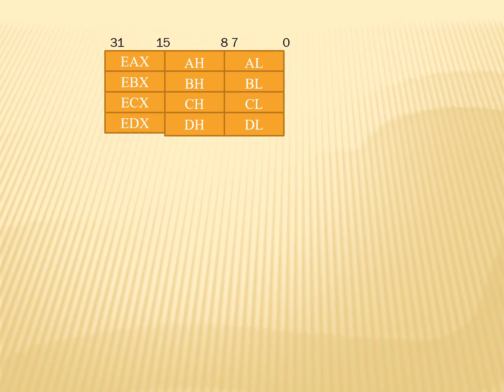As we know, AL, BL, CL and DL are all lower order registers, whereas AH, BH, CH and DH are all higher order registers. They together can perform 16-bit operations, but when I am extending them to 32-bit, we call the registers EAX, EBX, ECX and EDX.